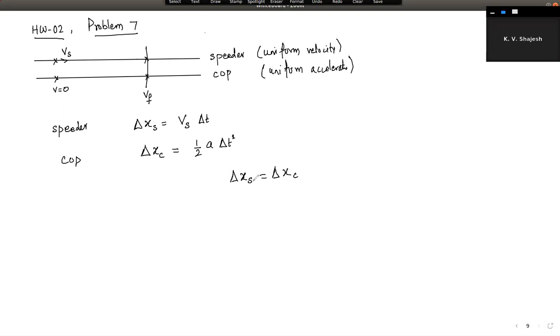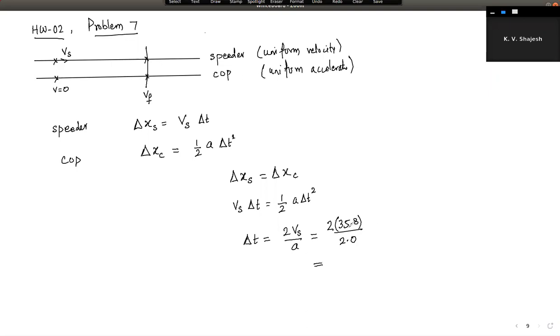Or the position of the speeder and the position of the cop is the same from the earlier point where they crossed. That means Vs times delta t is equal to half a times delta t squared. One of the t's cancels out, and we can solve for the time, which is what we're interested in. So it's 2 Vs over a. That's equal to 2 times the velocity of the speeder, 35.8 meters per second, divided by the acceleration, which is 2.0 meters per second squared.